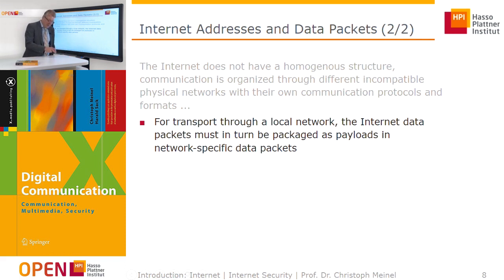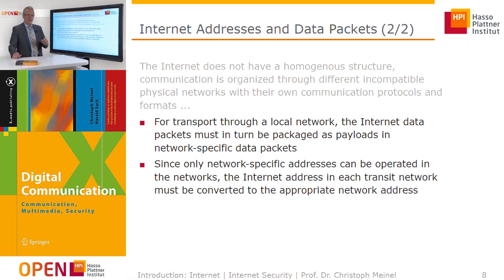I remind you that the transport goes through different local networks, and these local networks are independent from each other. Sometimes they are not compatible with each other. So the internet package needs to be wrapped by the local network, used as a payload in such a network-specific data packet, and then it has to be sent through the network up to the border to the next network.